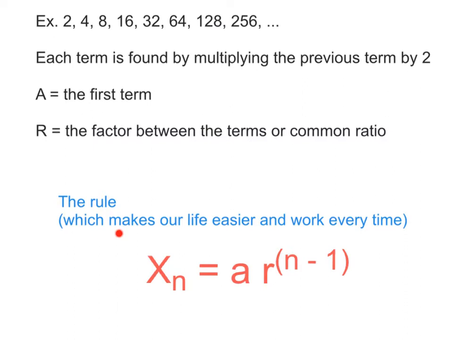The rule, which makes our life easier and works every time, is simply this. X sub n equals A times R, and put a little dot there if you need it, A times R raised to the n minus 1 power. So that is this part right here. It is A times R raised to the n minus 1 power. Okay, let's see this in action.